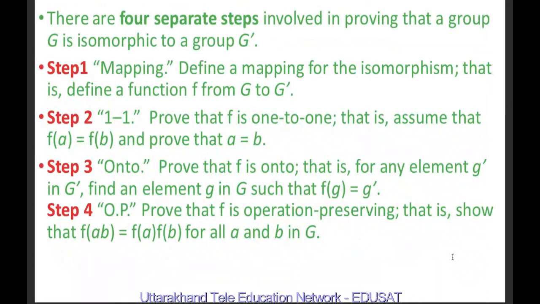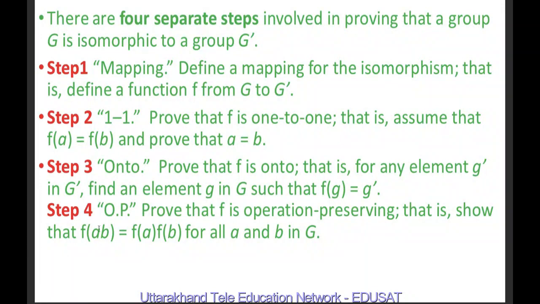Now there are four separate steps involved in proving that a group G is isomorphic to a group G dash. First of all, we define a mapping for the isomorphism. That is, we define a function f from G to G dash. In the second step, we prove that f is one-to-one. It means if f of a is equal to f of b, then a is equal to b. In the third step, we prove that f is onto. That is, for any element g dash in G dash, we find an element g in G such that f of g is equal to g dash.